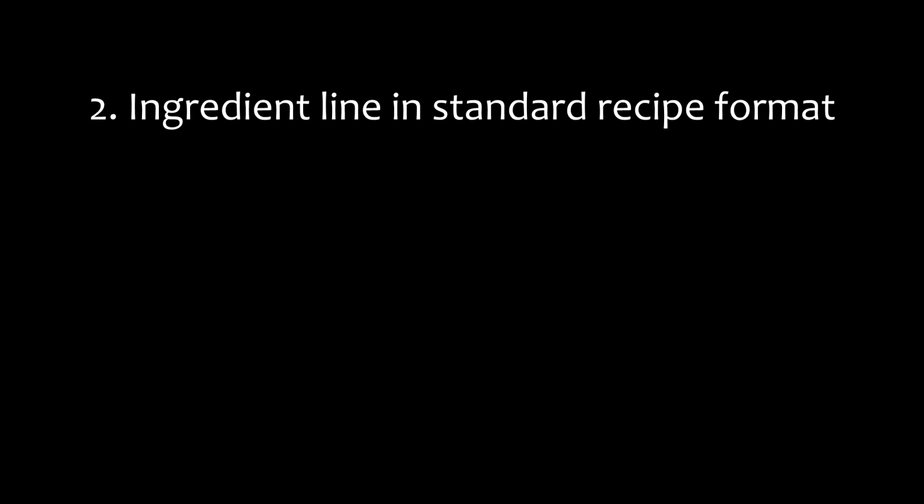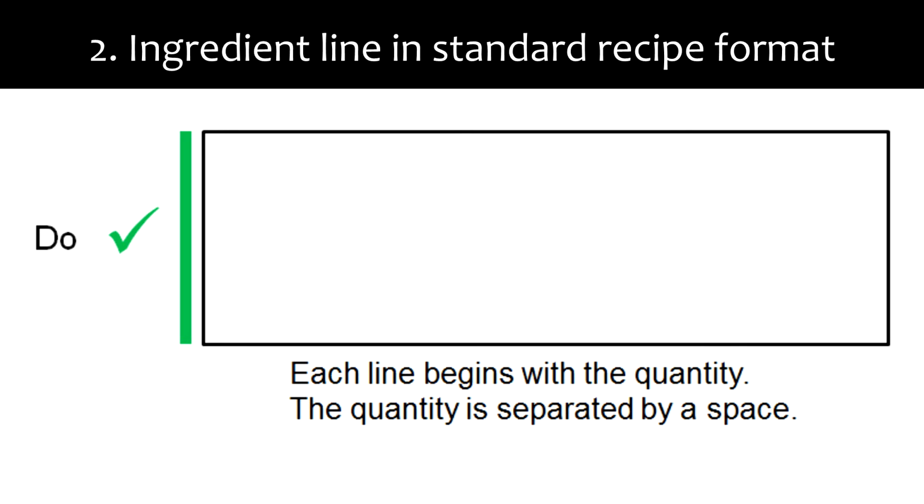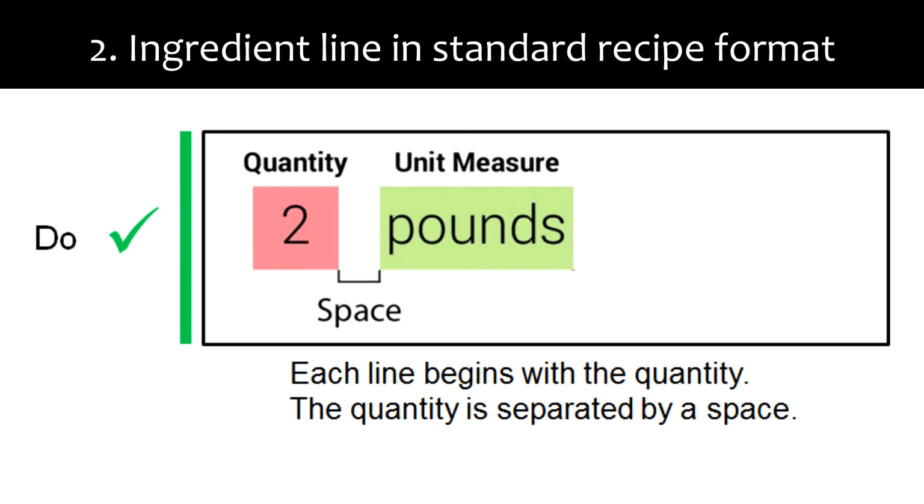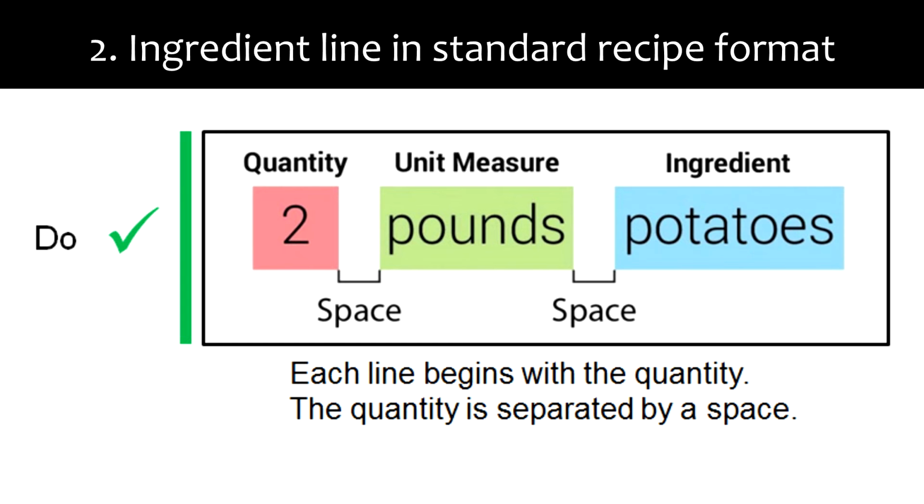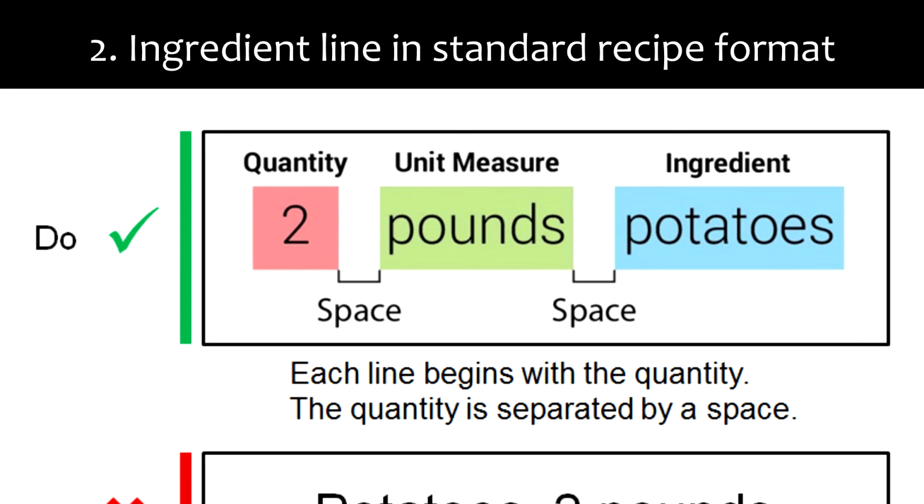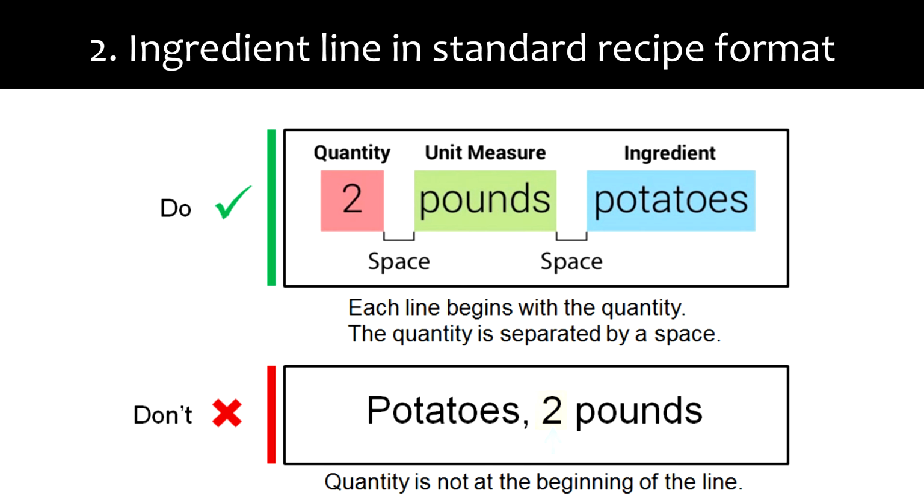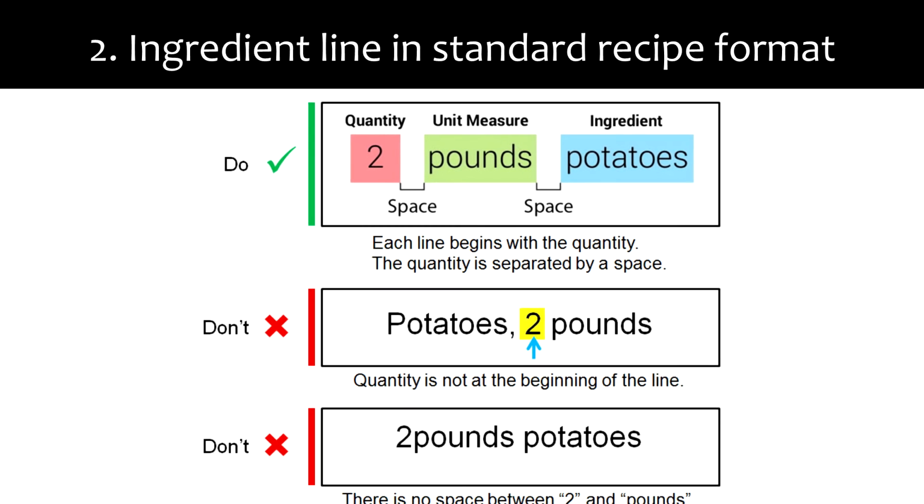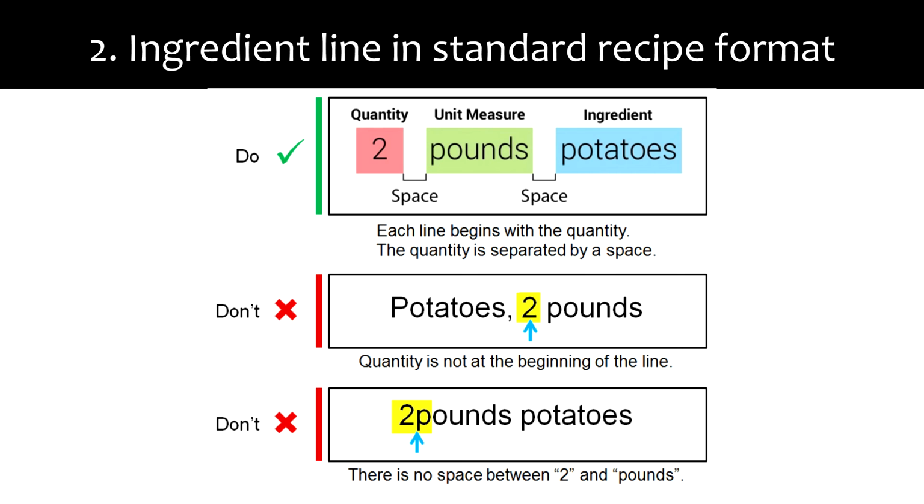Each line should be formatted into standard recipe format. This means that each line should start with the quantity, followed by a space, followed by the unit measure, followed by another space, and followed by a description of the ingredient. Some common mistakes include forgetting to put the quantity at the beginning of the line, and also forgetting to put a space after the quantity.